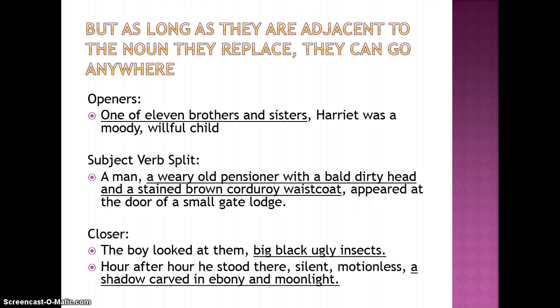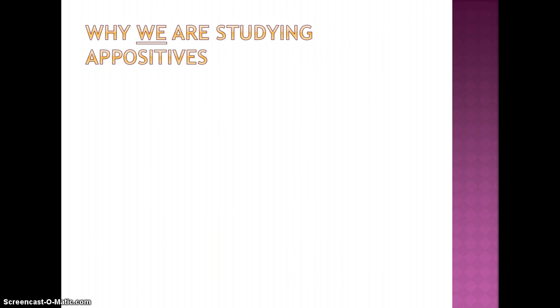Here's another one. Hour after hour he stood there, comma, silent, comma, motionless, comma, a shadow carved in ebony and moonlight. Now, you might be asking yourself, how is it possible that the appositive that's underlined is not directly adjacent to the noun we're replacing, which would be he? But if you notice in the sentence, there is no other noun. There's no way of us confusing what a shadow carved in ebony and moonlight is referring to. It's clearly referring to he, because that's the only noun in the sentence.